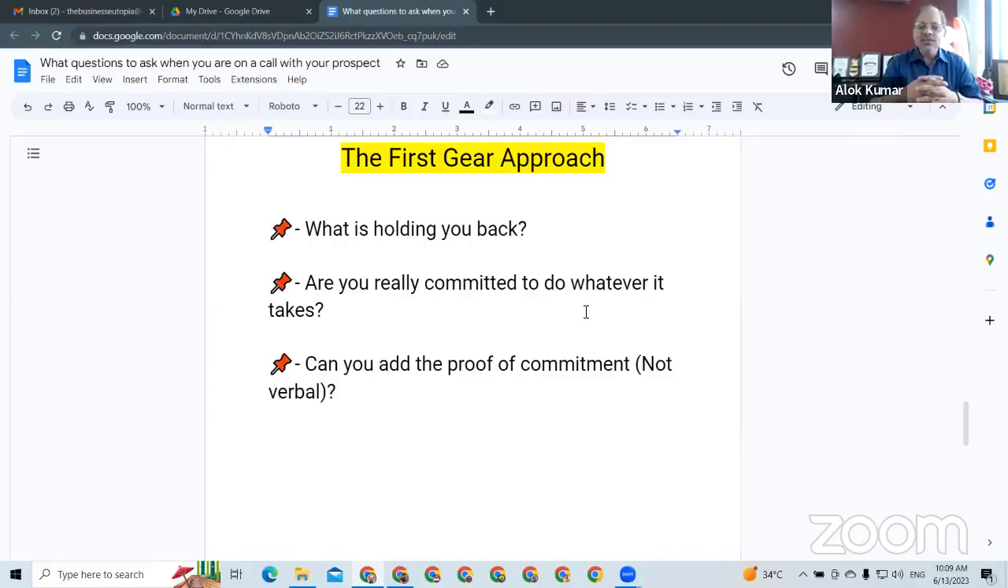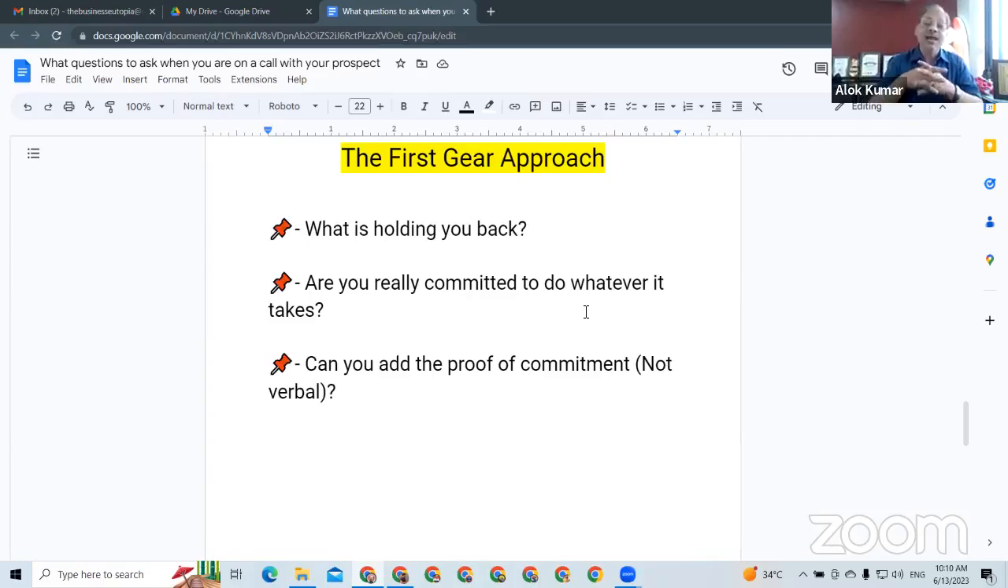Now, this approach tells you that you need to push your customer a little, a push towards their betterment. It's not a push towards your sales, mind you. It's a push towards their betterment, because you are not here just to sell something. You are here to help them come out of their problems, right? So now the next question could be, are you really committed to do whatever it takes? This is a promise question, and it will trigger in their minds that they are definitely committed to do something so that they can come out of these challenges, right?